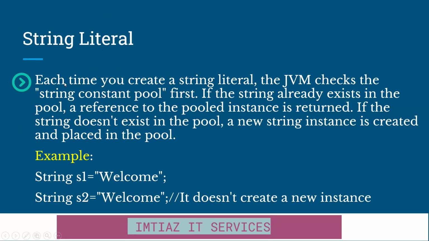In the case of a string literal, each time you create a string literal, the JVM will check the string constant pool first. If the string already exists in the pool, a reference to the pooled instance is returned. If the string does not exist in the pool, a new string instance is created and placed in the pool.